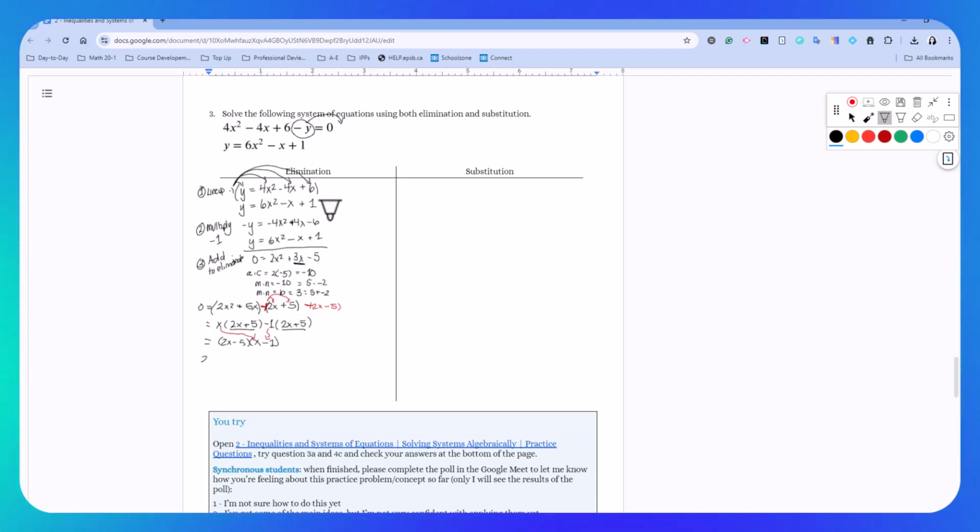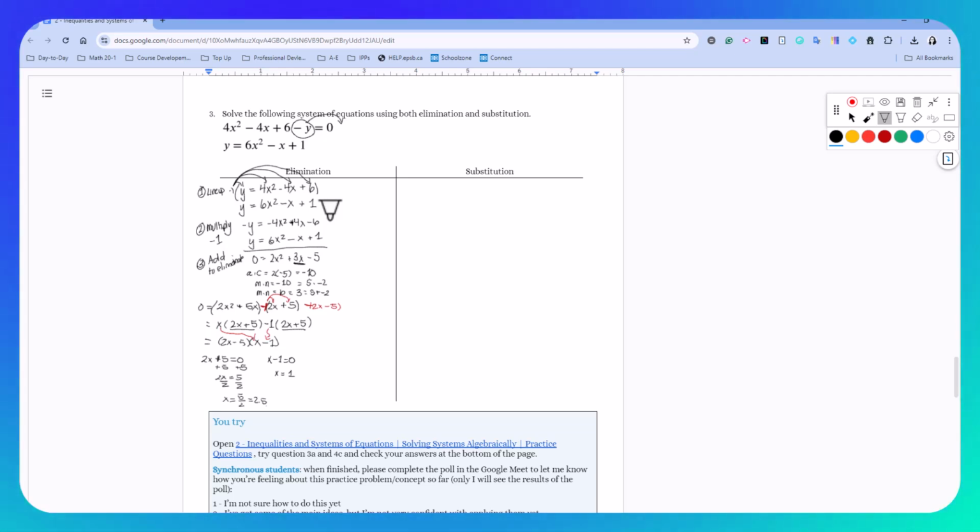So we have two mini equations. The first one is 2x minus 5 equals 0. And solving for x, I add 5 to both sides, and I get 2x equals 5, divide by 2, and one of the solutions is x equals 5 over 2. We can leave this as a fraction if you want, or convert it to the decimal 2.5. Now let's go to the other one. We have x minus 1 equals 0. So we have x equals 1.